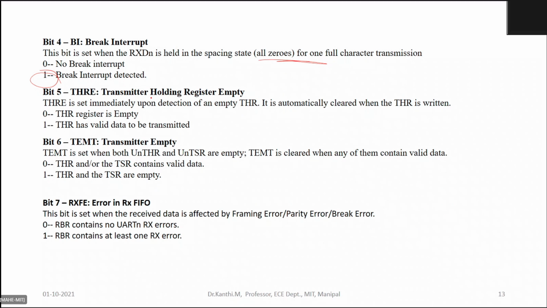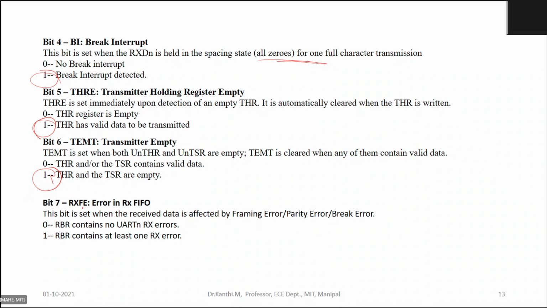Then you have the transmitter holding register. This is set immediately upon detection of an empty transmit hold register. So you don't have any data to be transmitted in the register. Say you are trying to transmit something, but the data is not there, then bit 5 will be set. And TEMT is set when both your transmit hold register and the shift register are empty. Okay, so this is bit 6, transmitter empty.